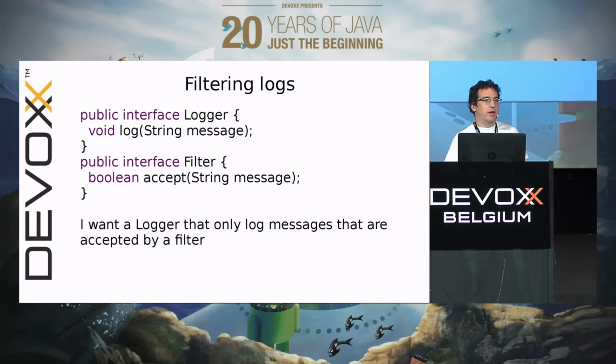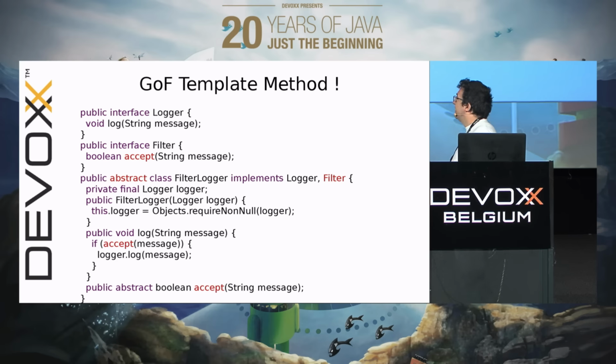Okay, so the question is, I know my design patterns. I want to implement something like this. I want a logger which is able to log messages. How to do that? It's one of the first examples of the Gang of Four design patterns. I can use the template method. What is the template method idea? You can see at the bottom, I have an abstract method named accept. I will implement my filter logger as an abstract class. It will take a logger as parameter, and this is how I implement log. I say I will delegate to accept. So a class that extends my abstract class will be free to implement accept as they want.